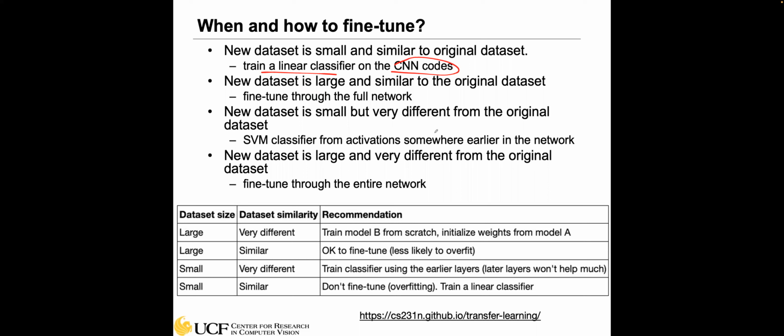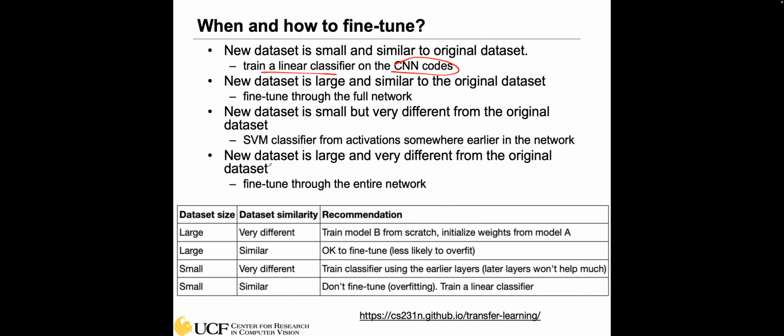Because those are the fundamental components, the edges and corners. The high-level representation will be different, right? Maybe the high-level representation is a face. Maybe for medical images, we don't have face-like images, right? So this high-level representation may not be useful, but the low-level, common representations will be useful for your new data set. So we can leverage that and train a linear classifier.